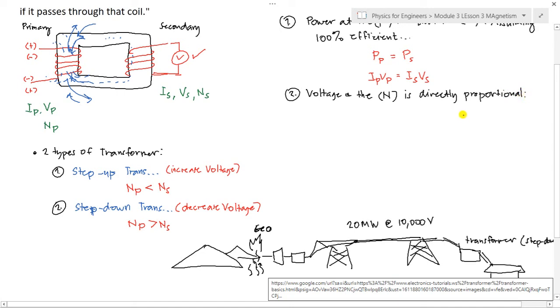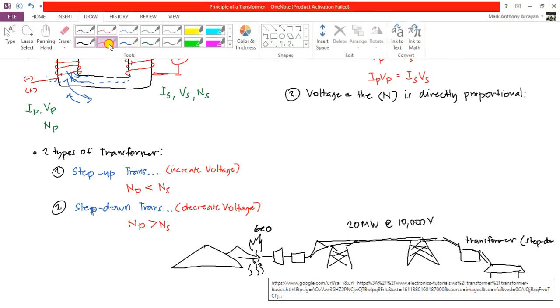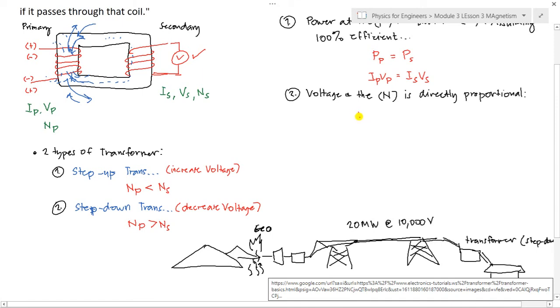So when we say directly proportional, class, kung daghan ang turns sa primary, dako po ang voltage dira. Kung gamay ang turns sa secondary, gamay po ang voltage dira. So in symbol, that is NP over VP is equals to NS over VS. So mao ni atong hinumduman to calculate for the parameters used in transformer.